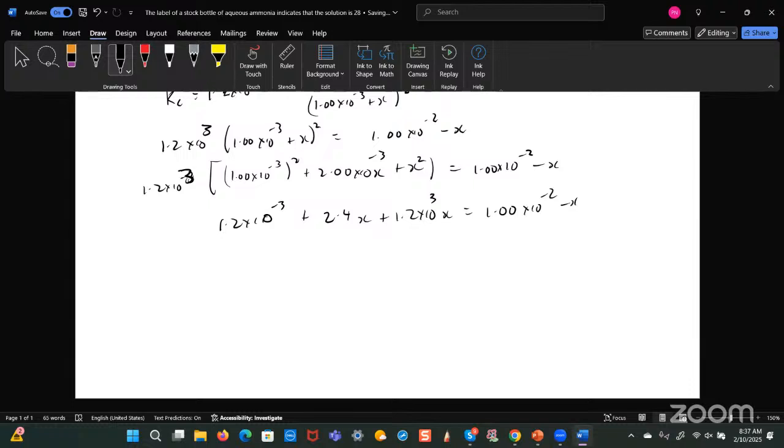So bringing like terms together, what I'm going to do is subtract 1.00 times 10 to the minus 2 from both sides.